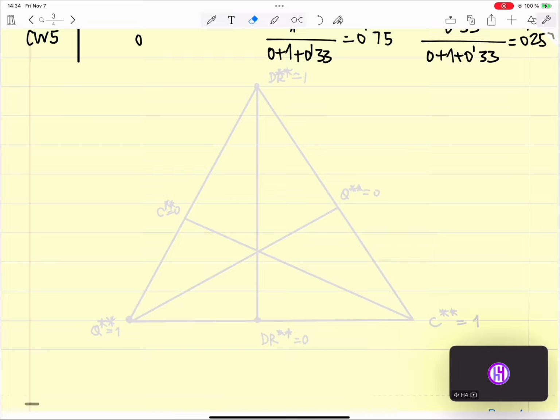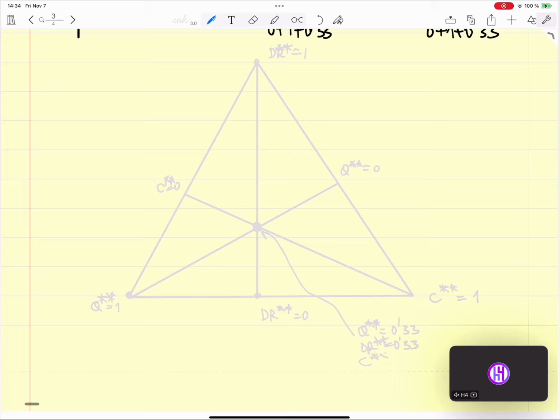Good. So this point in the middle, for instance, has quality star star 0.33, delivery rate star star 0.33 and cost star star 0.33. What do I know? Because all the three are touching each other in one point, and because the sum needs to add up to 1, I need to make 1/3 each.